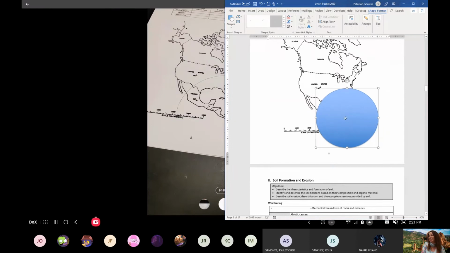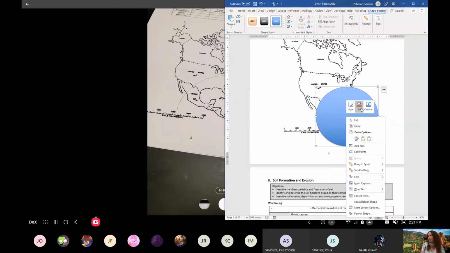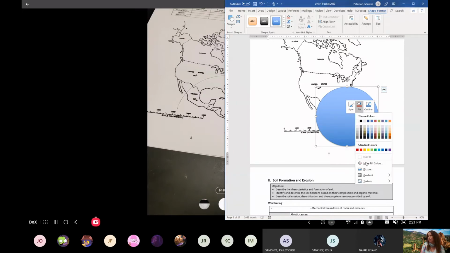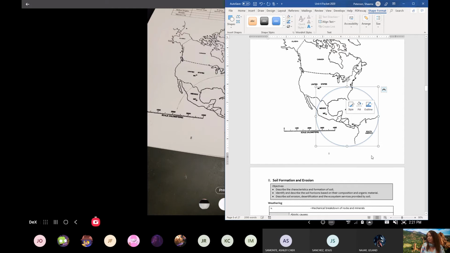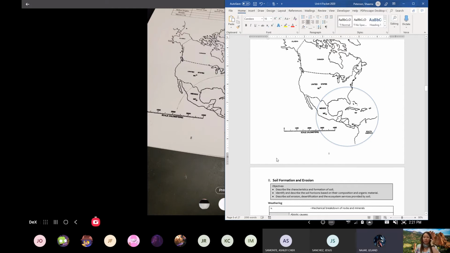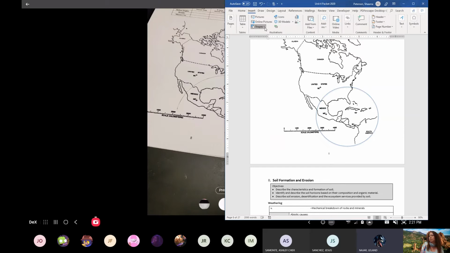I like what I just did. But it roughly goes about right there. And then you can change it so there's no fill. So you just get the line. Okay. See how that works for you guys? On my side, I click insert, but I don't see any shapes. So insert, and then it'd be right there.